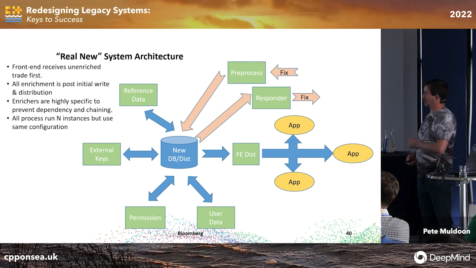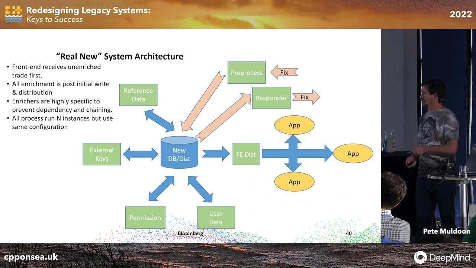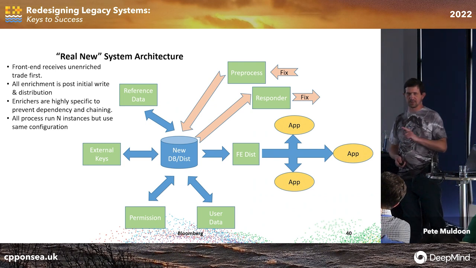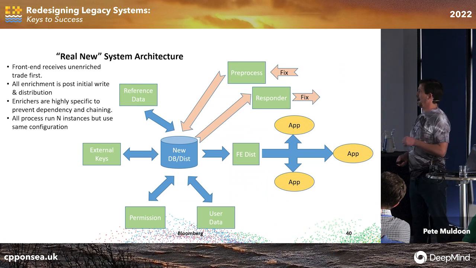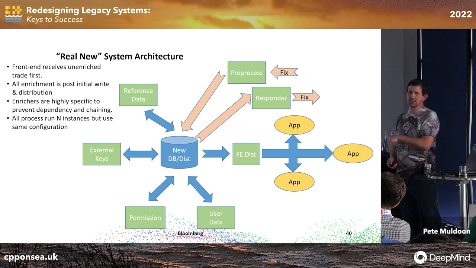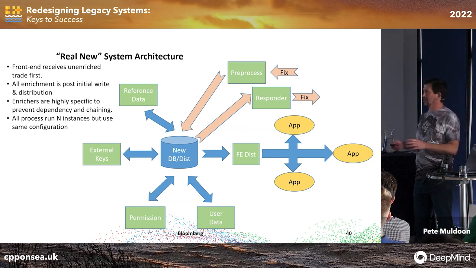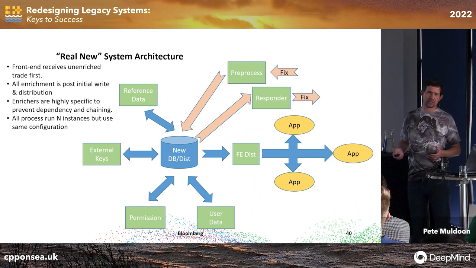So again, the front end receives the unenriched trades. It goes straight through the distribution. The enrichers are highly specific, so they're able to go in parallel. And if I needed to, I could bring in X permission tasks. In other words, I could bring up multiple tasks. I didn't actually have to do it because the components were small and efficient enough that they could handle it.